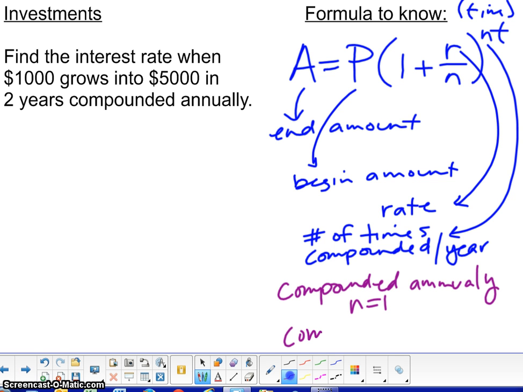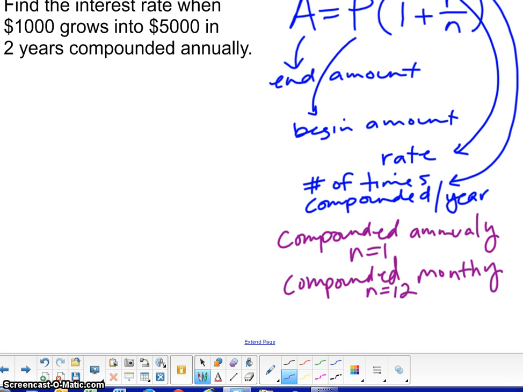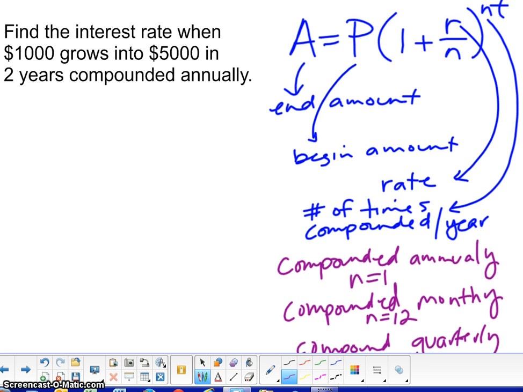If you're compounding your money monthly, then N is going to equal 12. And so on. If you're compounding quarterly, that would mean 4 times a year. So that's going to mean N is going to equal 4, and so on. Okay, so we have the interest rate. Let's go back to the problem now.